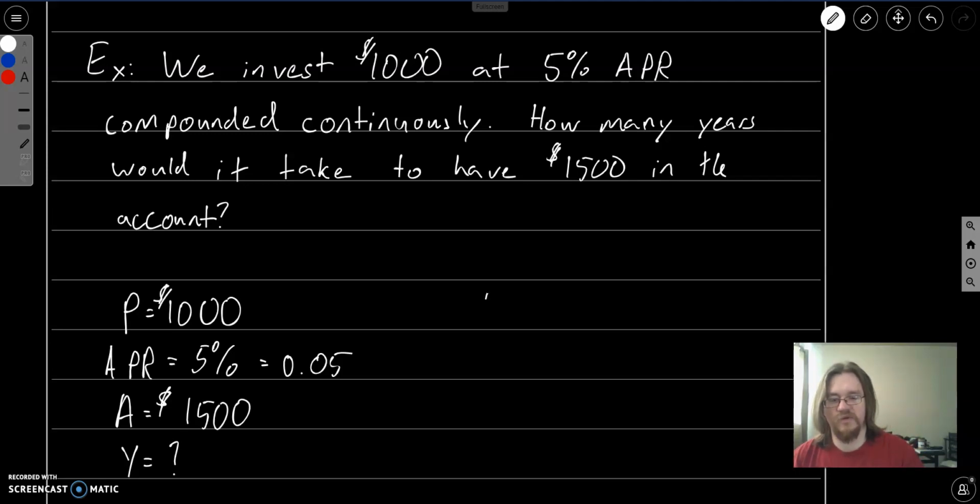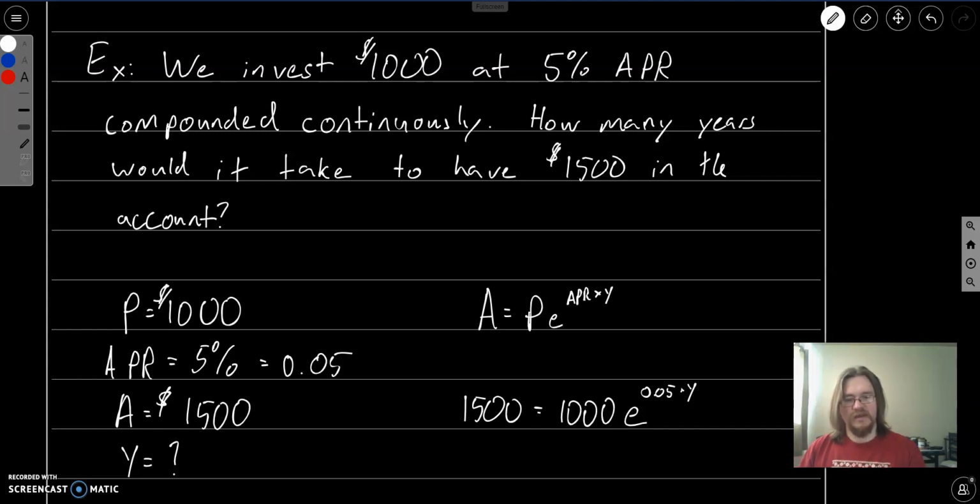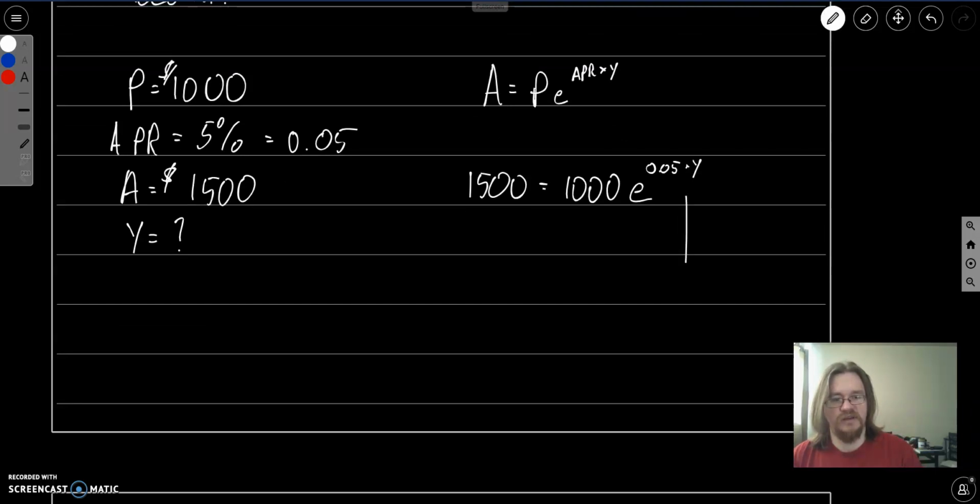Well, we can plug all these numbers into our formula. And our formula is A is equal to P times e to the APR times y. So we have A is going to be 1,500. P is going to be 1,000. And we've got e raised to the 0.05 times y. Now the thing is, y is up here in the exponent, and we need to bring it down out of the exponent. And we don't have necessarily a quick way of doing that with multiplication or division. In our last lesson, we learned about logarithms, and logarithms are what we use to bring an exponent down so that we can actually solve for it.